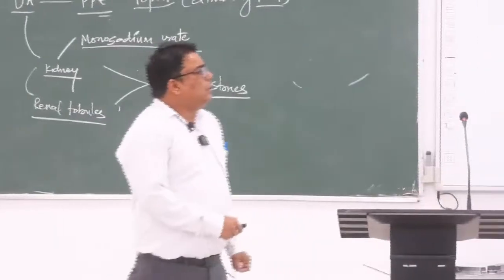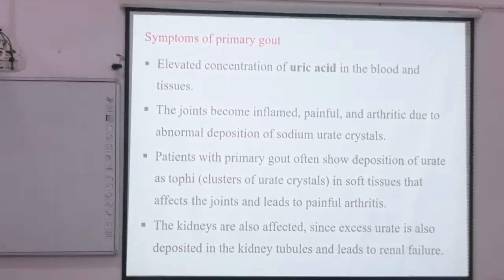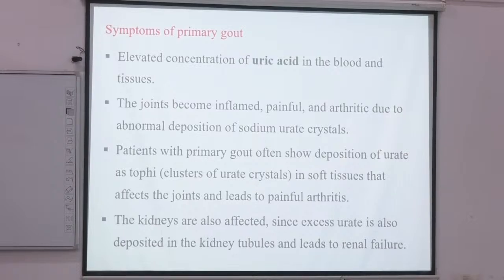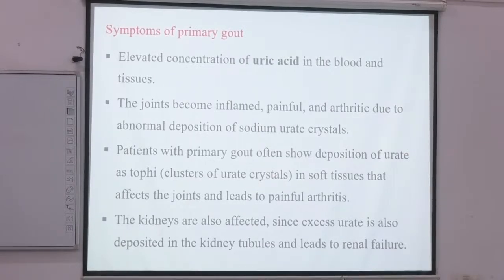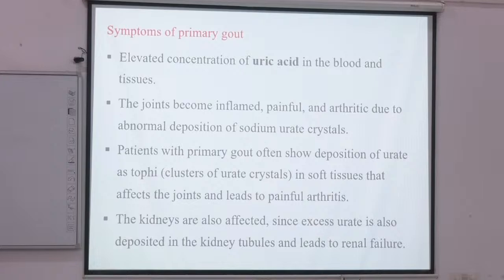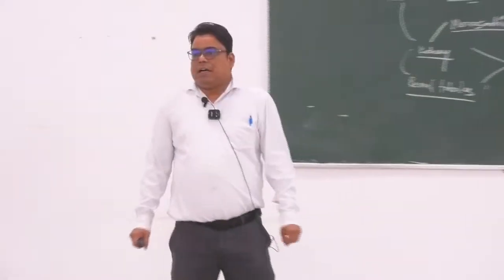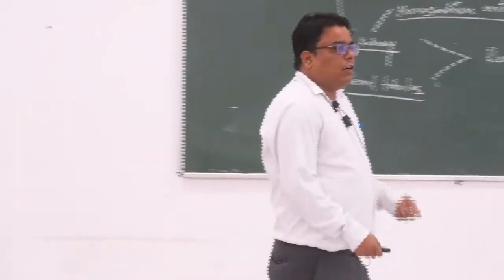Okay, so there is increased production. What happens? The joints become inflamed, painful, and arthritic due to abnormal deposition of sodium urate crystals. Patients with primary gout often show deposition of urate as tophi, clusters of urate crystals. Mention this point: tophi, that means clusters of urate crystals in soft tissues that affect the joints and lead to painful arthritis. That affects the joints and causes arthritis. Arthritis means what? Arthritis means hardening of blood vessels. Hardening of blood vessels. That is called arthritis.